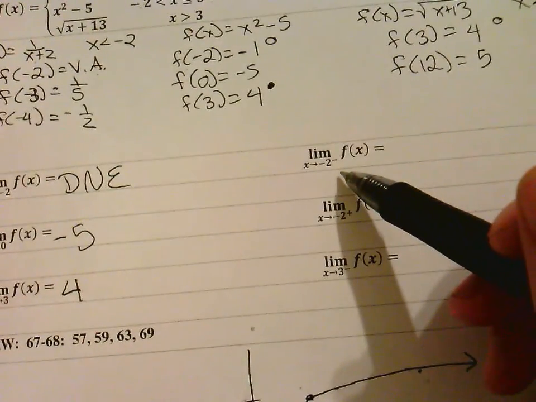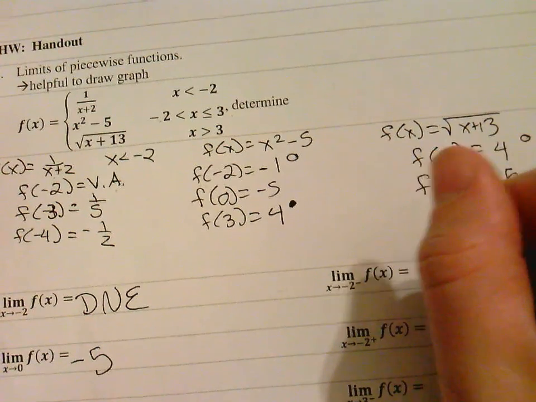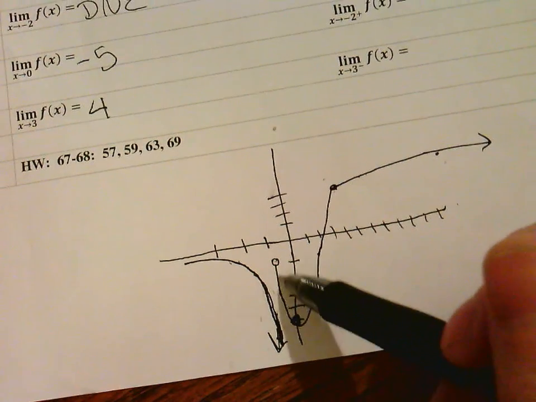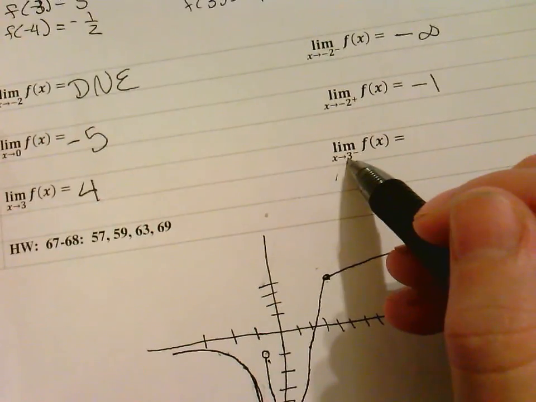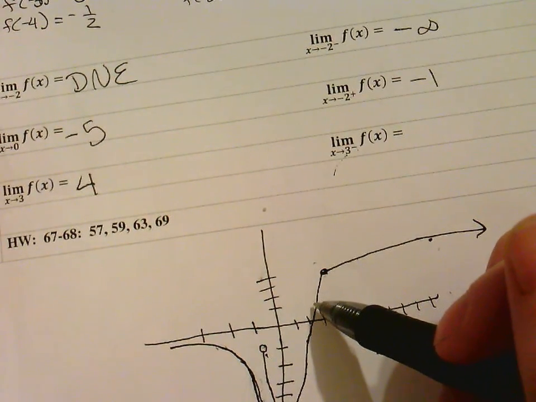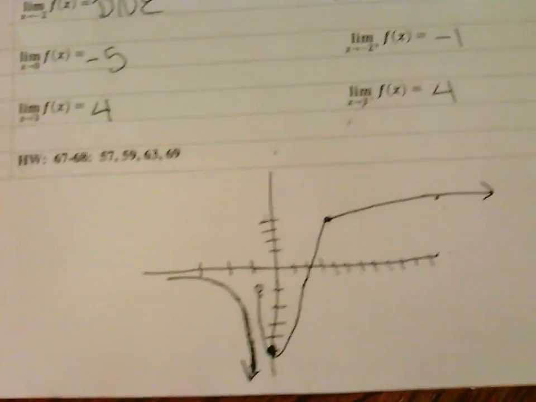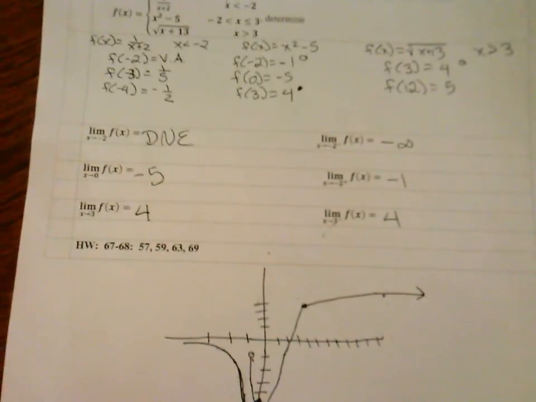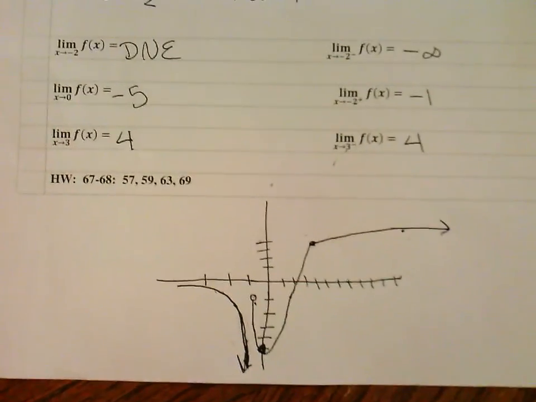Limit as x approaches -2 from the left is negative infinity because it's going down. Limit as x approaches -2 from the right is going to be -1. And the limit as x approaches 3 from the left is going to be 4. Okay, and that's all I have for you on limits.